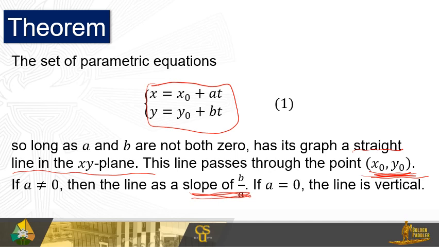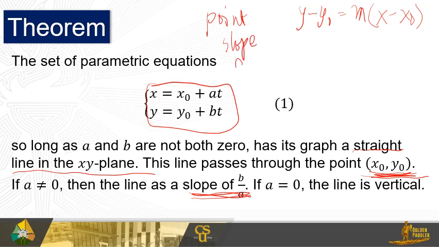we can actually create an equation of the line. So we have y minus y sub 0 equals the slope times x minus x sub 0. This is the point-slope form of a line. So if we transpose, y equals m times x minus x sub 0 plus y sub 0. So this will be your equation of the line.